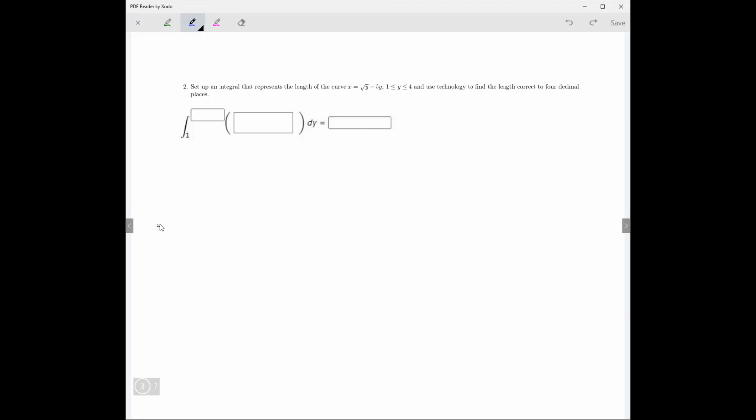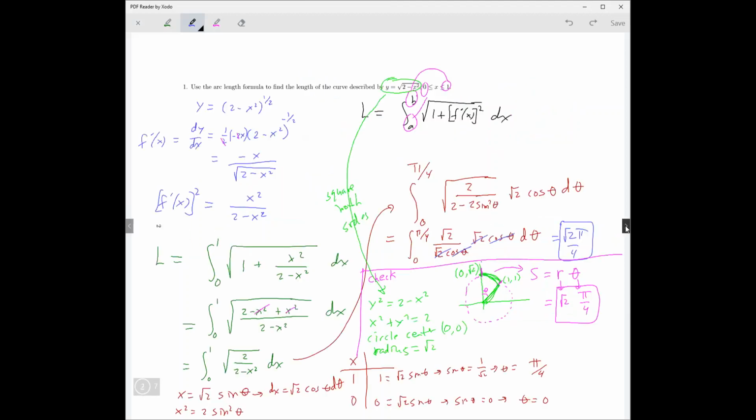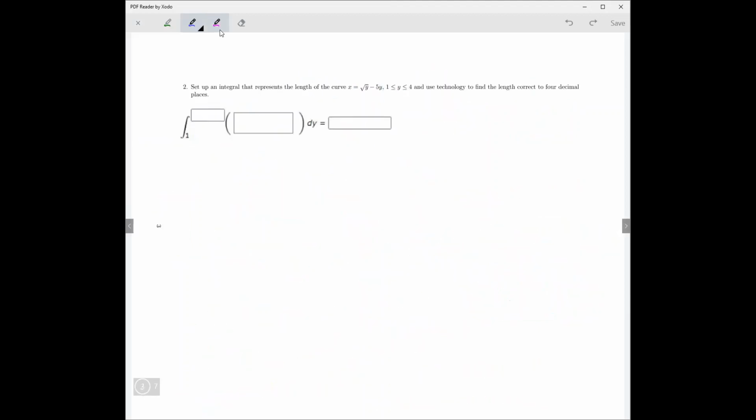So we're going to use the G formula, the second formula, this one right here, because the limits are in y. Okay, so the limits are going to be this and this. So that means that there's going to be a 4 right there that goes into the formula right here. This part right here is going to be the square root of 1 plus g prime of y squared dy. Okay.